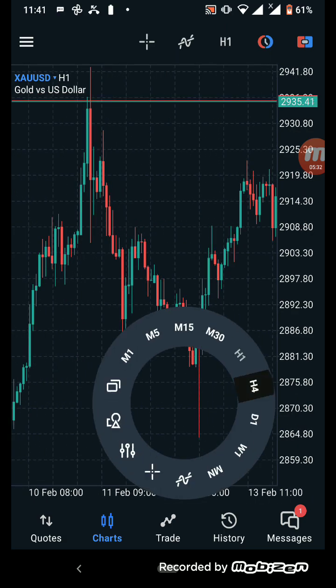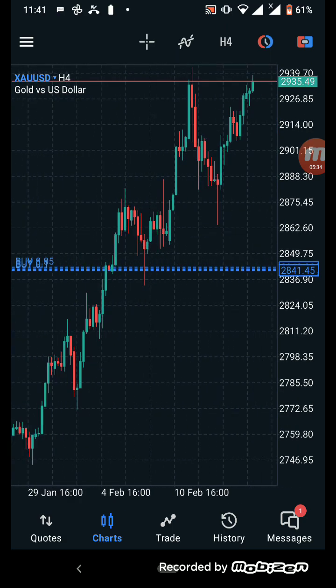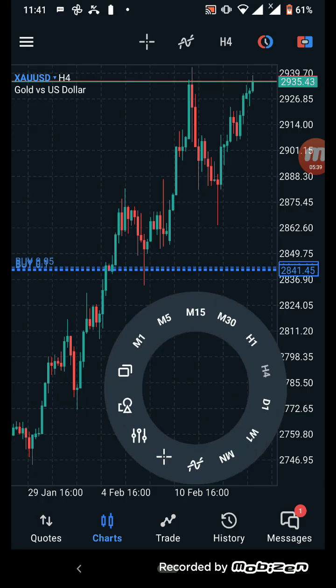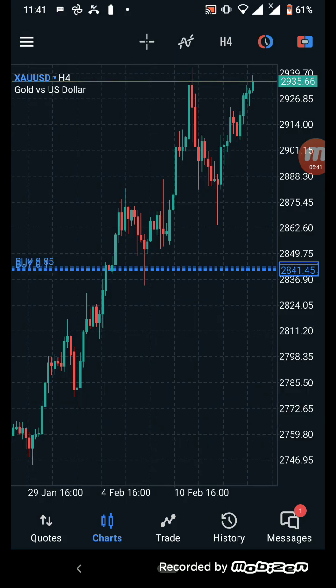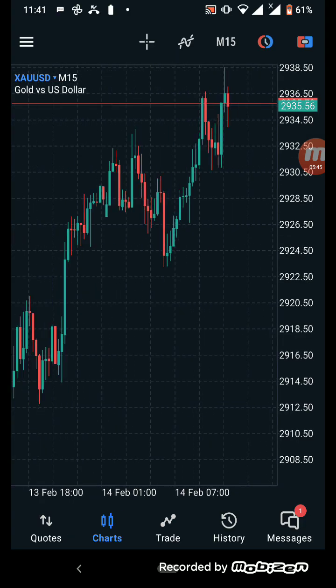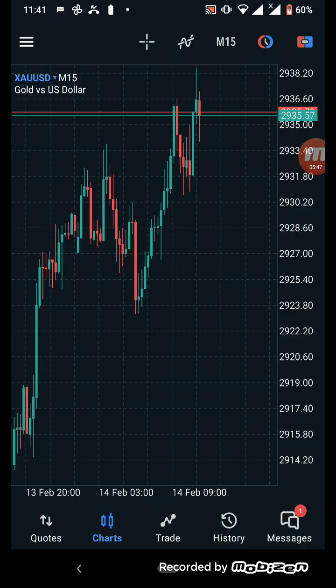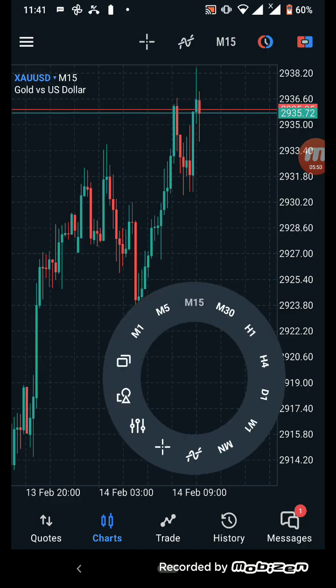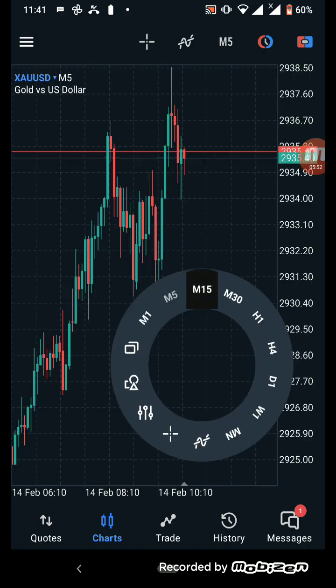So I went to the 4 hours time frame, and what you look at is something we call support and resistance. Okay, support and resistance. So, for example, let me use a lower time frame. Let's go to the 15 minutes chart, so that I give an example.